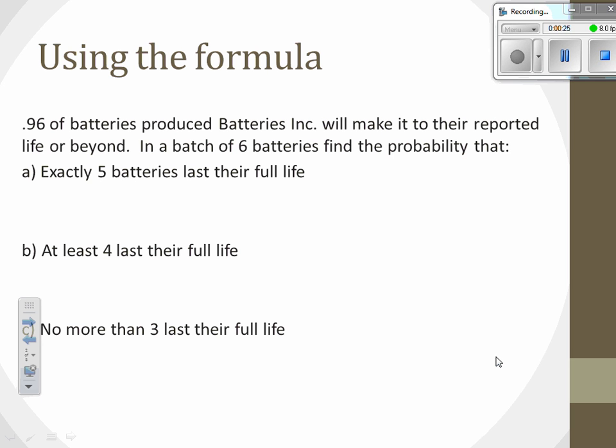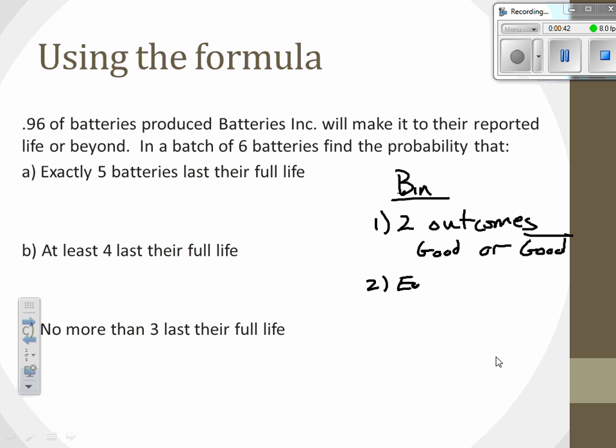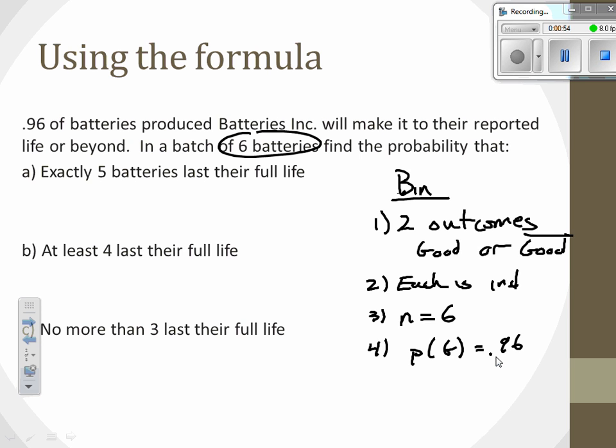So for us, let's make sure it's binomial very quickly. Run through it: 1, there are 2 outcomes. It's either a good battery or a bad battery. 2, each battery is independent. 3, we have a set number of trials: we've got 6 batteries in our package. And finally, the probability that we get a good battery is 0.96. So we are in a binomial setting.